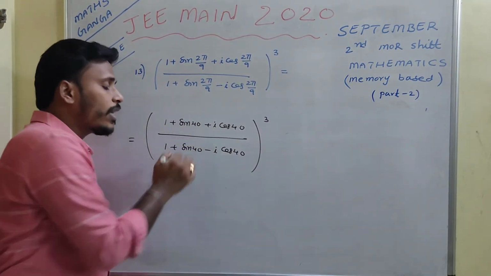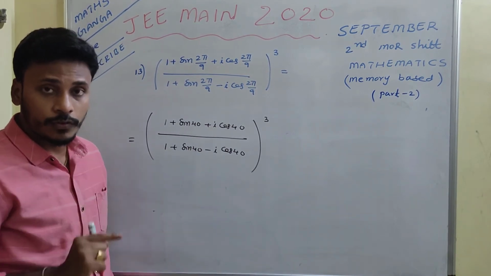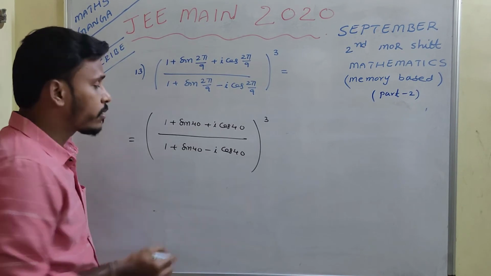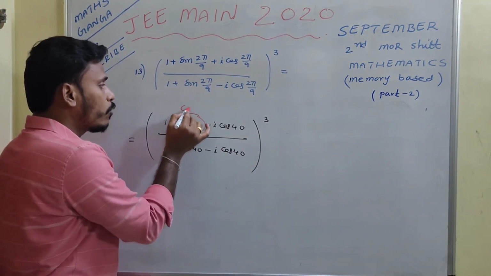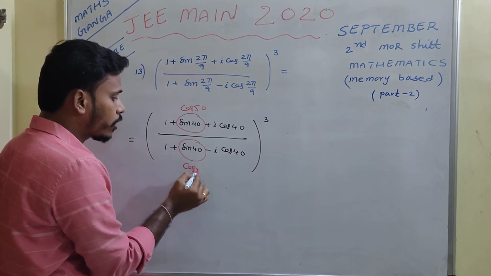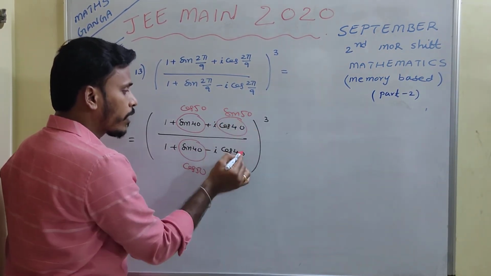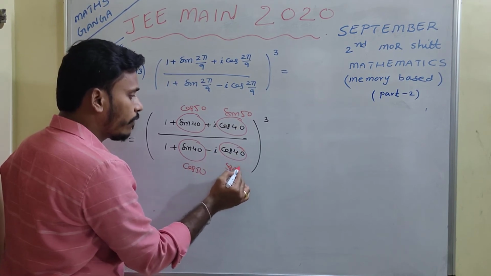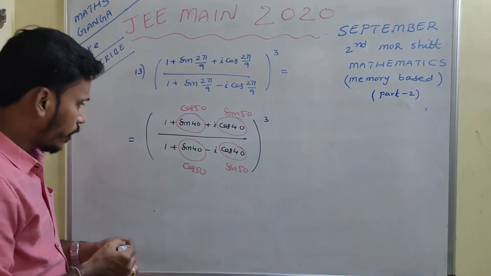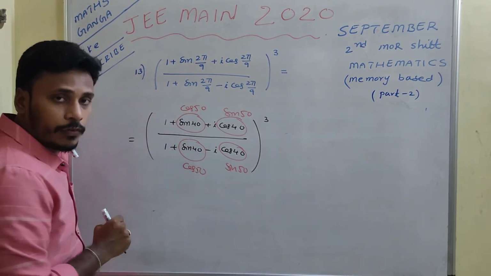So sine 40 is simply equal to cos 50. Because 40 plus 50 is 90, they are complementary angles, and so sine 40 you just replace with cos 50. Here again replace sine 40 with cos 50. Here replace cos 40 with sine 50, and here replace cos 40 with sine 50. Right, very good.